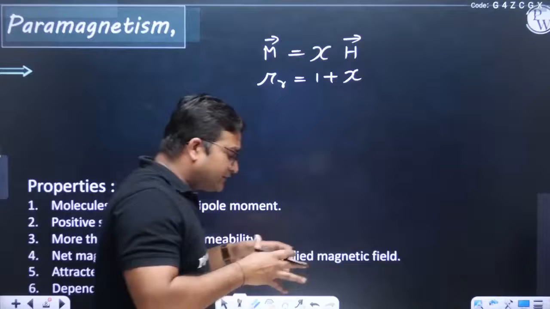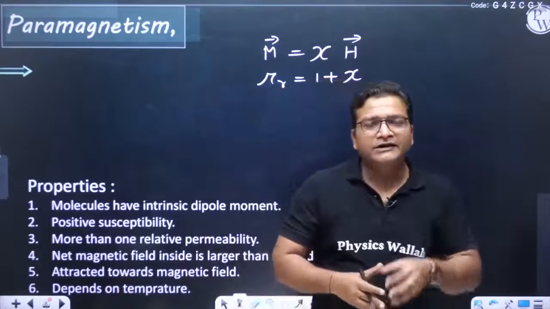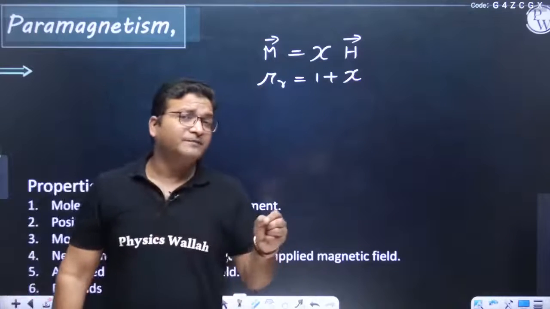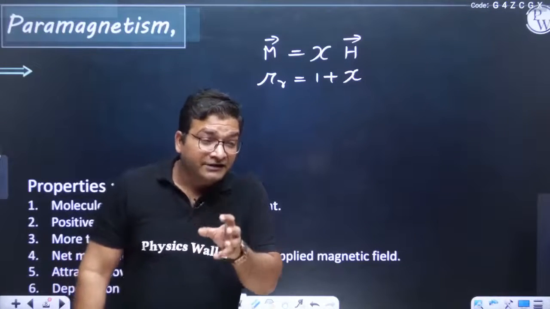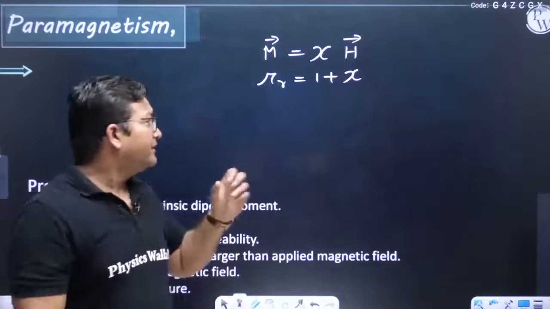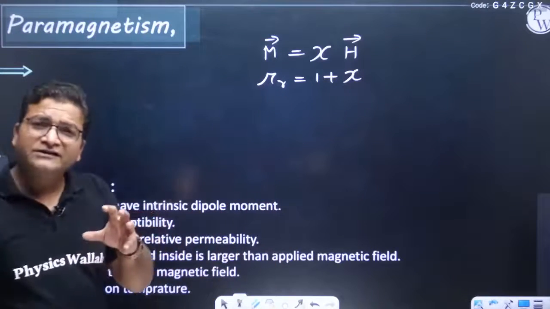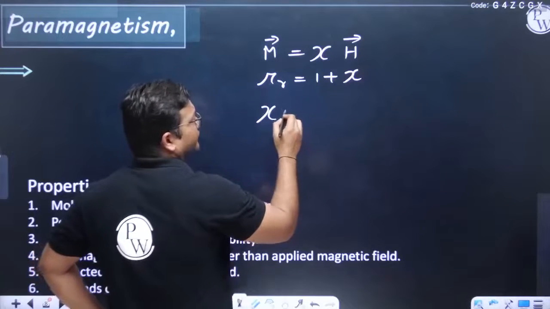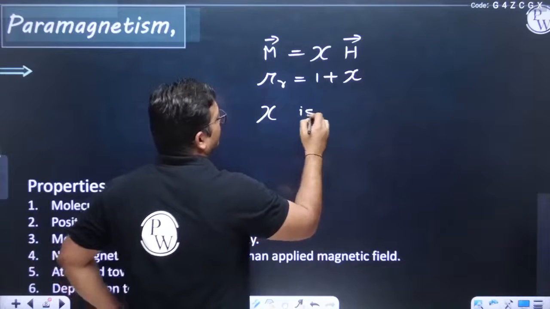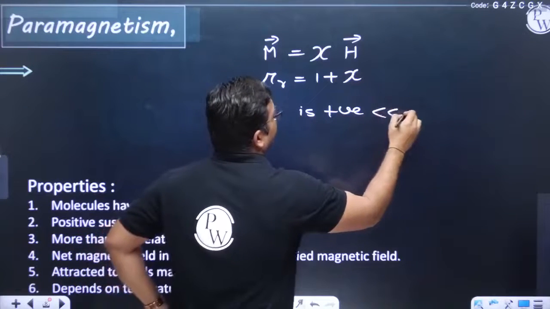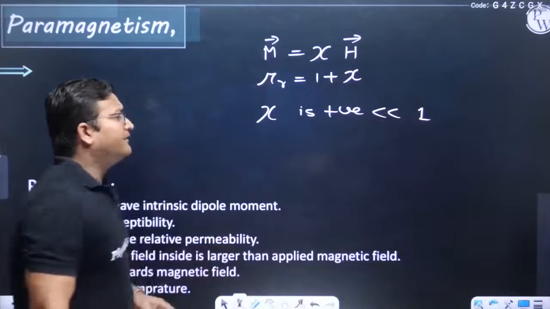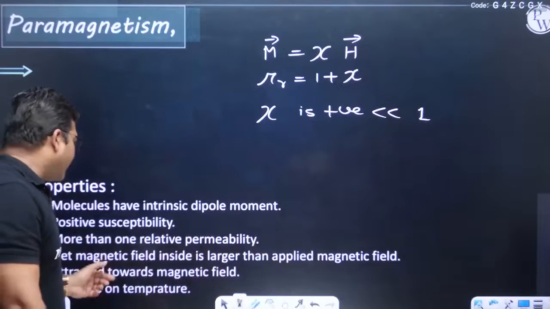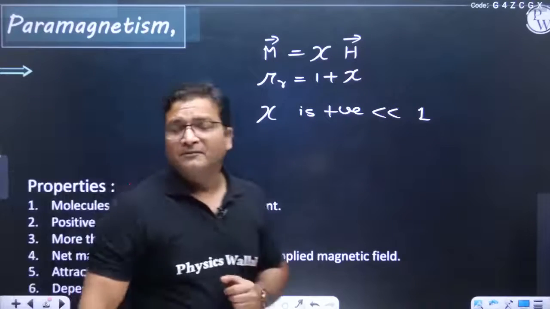And if we place such material near a magnetic field, they will be attracted towards the region of high magnetic field because of this nature. But the attraction is not that strong, as the susceptibility is positive, but very less. It is positive, but very, very less than 1. So you can say they are magnetized, but not very strong. So they are attracted towards the region of higher magnetic field.